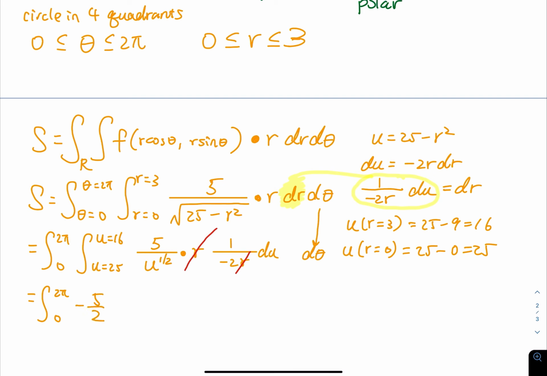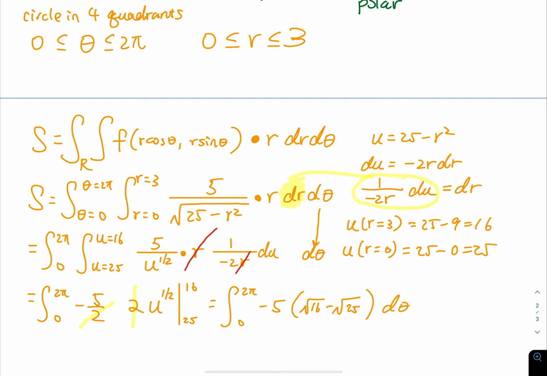And then that will be u to the negative 1/2, right? So u to the negative 1/2. Negative 1/2 plus 1 is positive 1/2. Reciprocal is 2, such that u goes from 25 to 16. And I can see that this 2 cancels with that 2. And then continue. You have from 0 to 2 pi, negative 5. And then that will be the square root of 16 minus the square root of 25, which is 4 minus 5 equals negative 1, right?